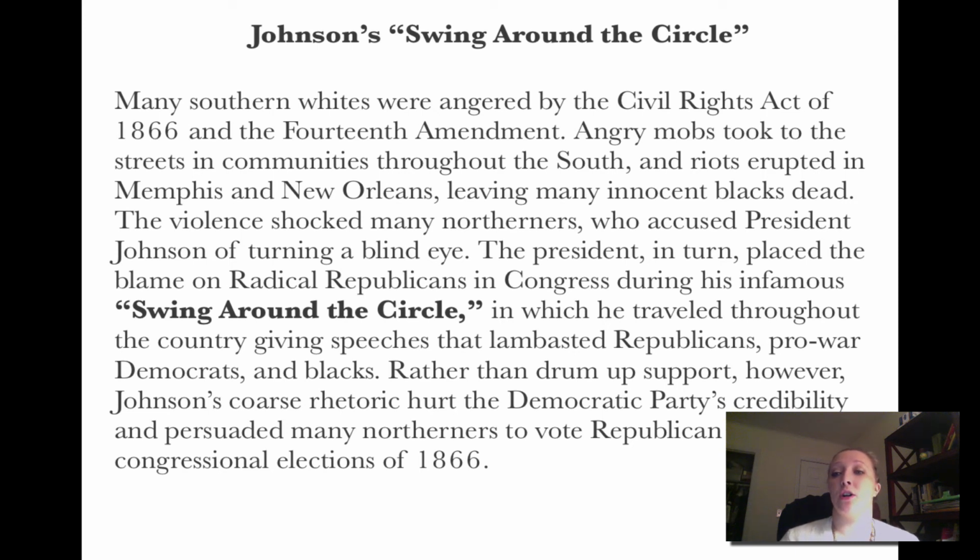The president, in turn, placed the blame on radical Republicans in Congress during his famous Swing Around the Circle, in which he traveled throughout the country giving speeches that lambasted Republicans, pro-war Democrats, and blacks. Rather than drum up support, however, Johnson's coarse rhetoric hurt the Democratic Party's credibility and persuaded many Northerners to vote Republican in the congressional elections of 1866.